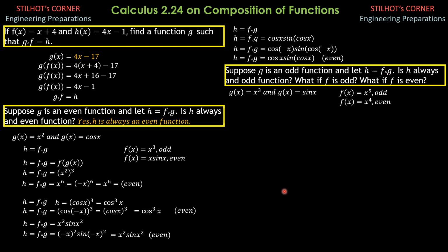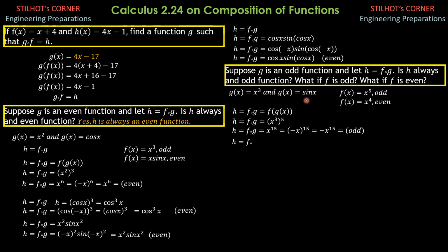So h is f of g. So it is equal to x cubed quantity raised to 5. So that would be x cubed quantity raised to 5, and that is x to the 15. And replacing x by negative x, it becomes the negative of the original. Since h is x to the 15, when we replace x by negative x, it becomes the negative of this x to the 15. That's why it is an odd function.